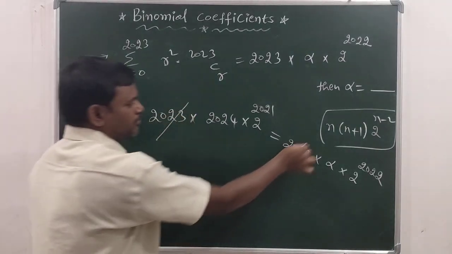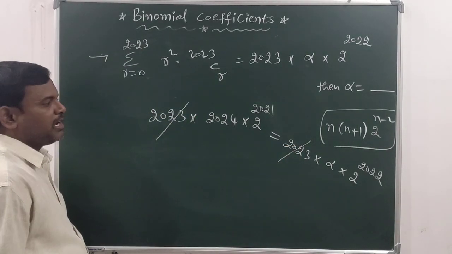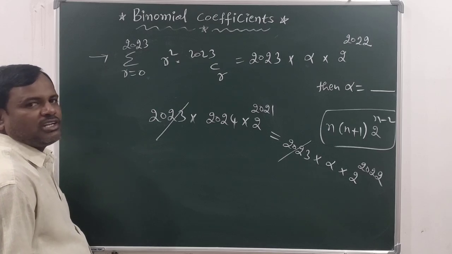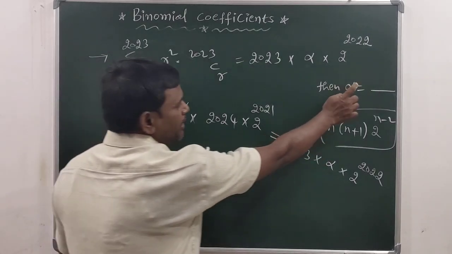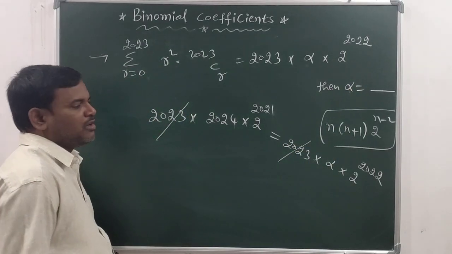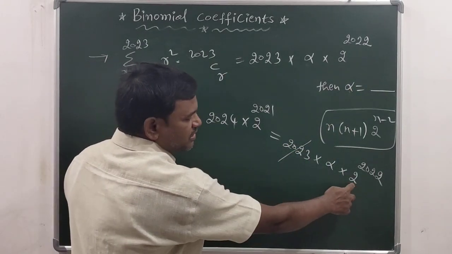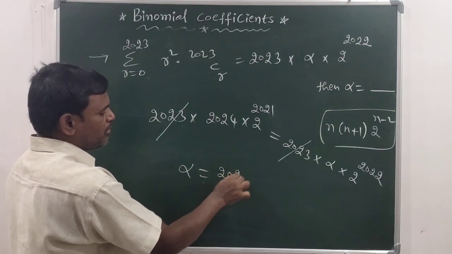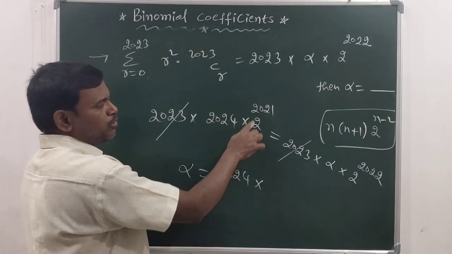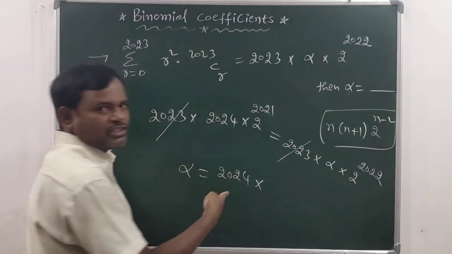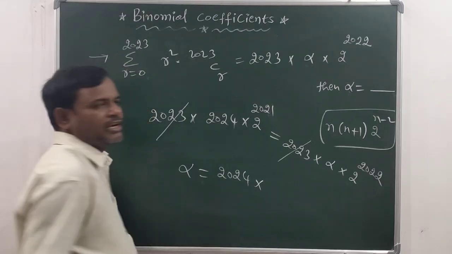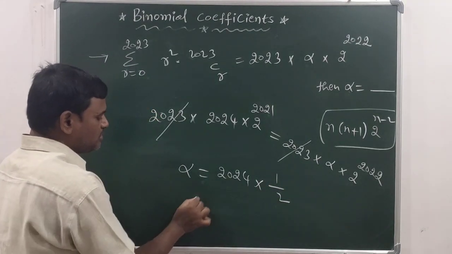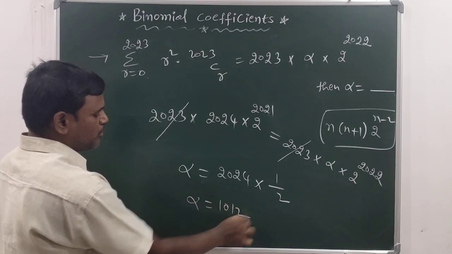Now these two will be cancelled. Now see, what is our aim in this problem? We have to find the alpha value. So here we don't want this one. Send it to the left side. If you transfer it to the left side, 2024 is already there on the left side, and 2 power 2021 comes to the left side. So this by this you will get, which becomes 1 by 2. Now divide this with this so that you will get 1012.